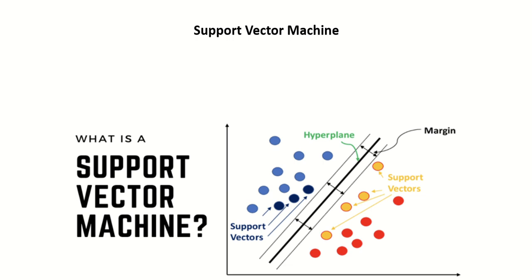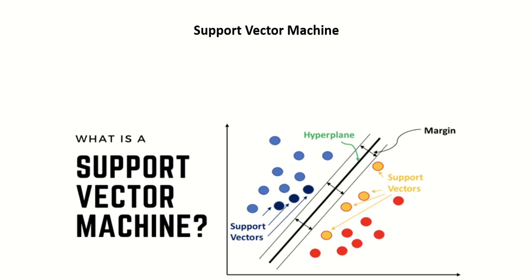Today we are going to dive into the concept of support vector machine, or commonly known as SVM. This powerful algorithm is widely used in classification tasks within machine learning. Let's take a closer look at this image to understand how SVM works.